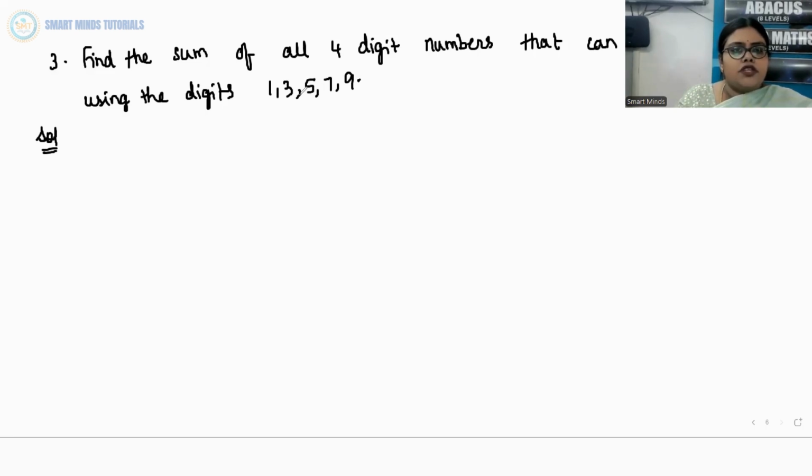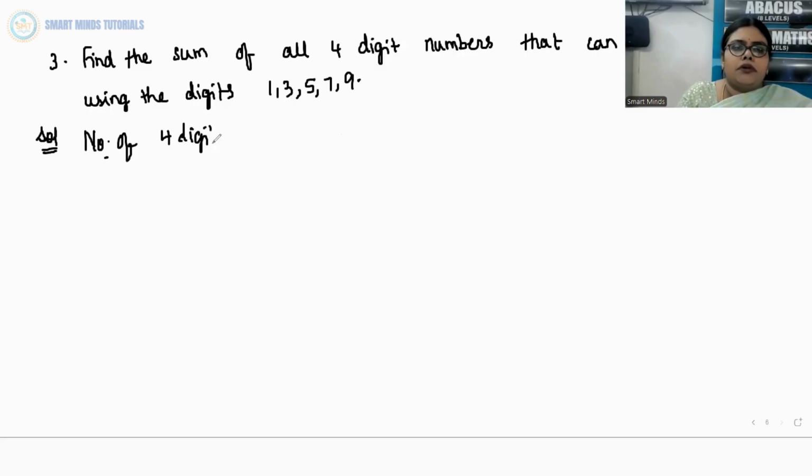Take the next question. Even this is very important. It is from permutation and combination. The question is, find the sum of all 4-digit numbers that can be formed using the digits 1, 3, 5, 7, 9. So you have to make 4-digit numbers using 5 digits. So how many such numbers can you make?